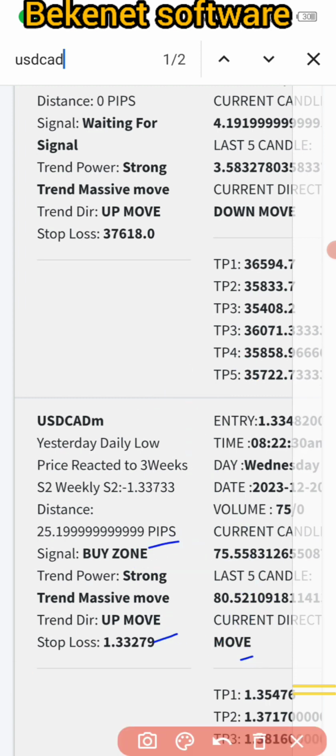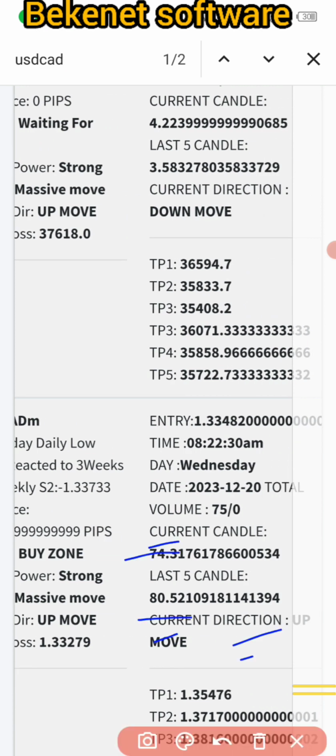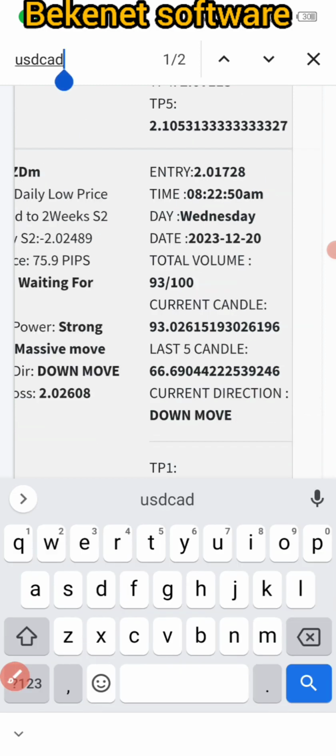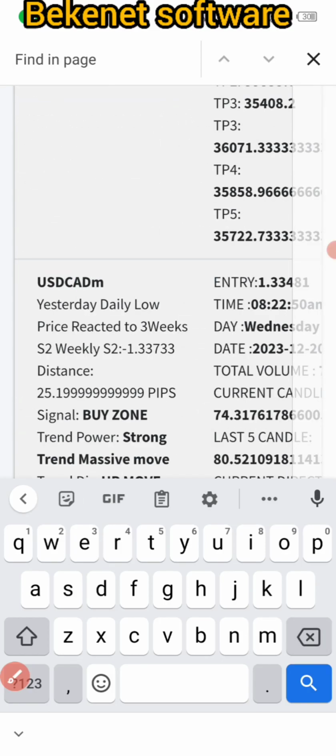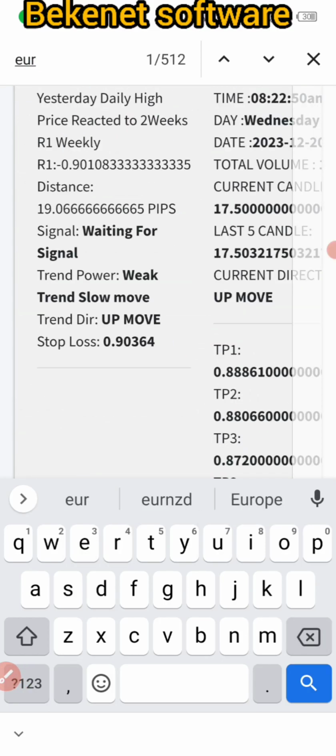If it's a sell move, you see sell zone, down move, down move. Then you look at this volume as a buy volume. It has to be 0 because it's racing to remove this volume, to empty this 75 to 0. If it's a sell, let's look for a sell. You understand? It's very simple. It's the simplest software ever. Let's look for a sell.